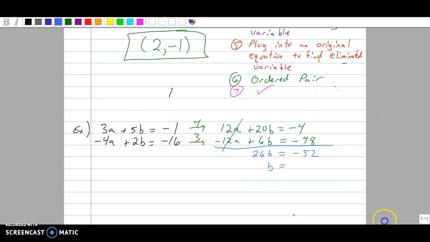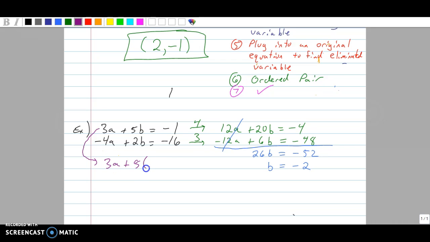B is equal to, if you need your calculator, go ahead. But, spoiler alert, B is -2. All right, then go back to the original. Should we use the top equation or the bottom equation? Again, it doesn't matter. However, I think I'm less likely to make a mistake without having to deal with that negative. So again, I'm going to use the top equation here.